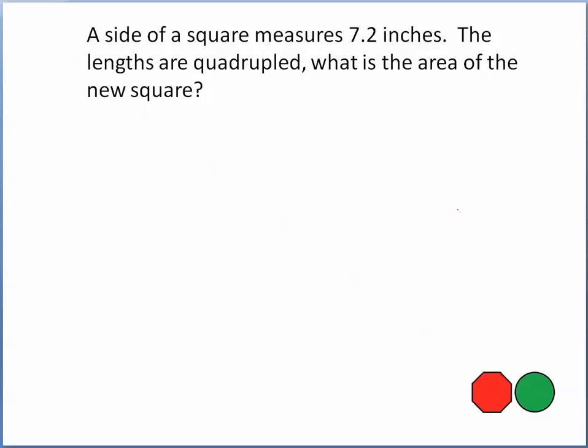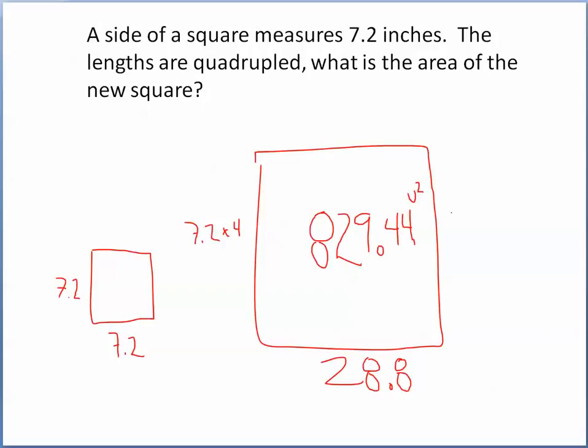Well, you have a side of a square that's measured 7.2 inches, so I just drew a picture, and now I have a square that's 7.2 by 7.2, and it says the lengths are quadrupled. So 7.2 times 4 is 28.8. Now it's a square, so I just multiplied 28.8 times 28.8, and I got 829.44 units squared.